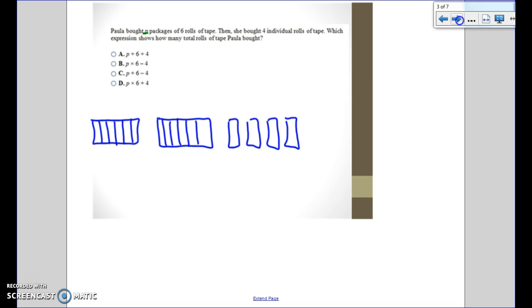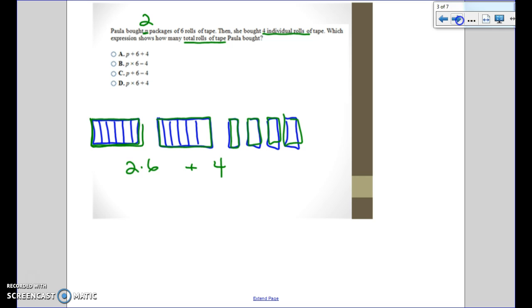Well, in this case, I'm just going to change P to 2, and let's just try to solve this problem if P was actually a number like 2. It says if she bought 2 packages of 6 rolls, I have 6 rolls in each of these packages here, and then she bought 4 individual rolls, 1, 2, 3, 4. How many rolls did she buy? Well, we would add 6 plus 6 plus 1, 2, 3, 4, right? Because we want to know how many total rolls she bought. So we do 6 plus 6 plus 4. Or we could do 2 times 6 plus 4.